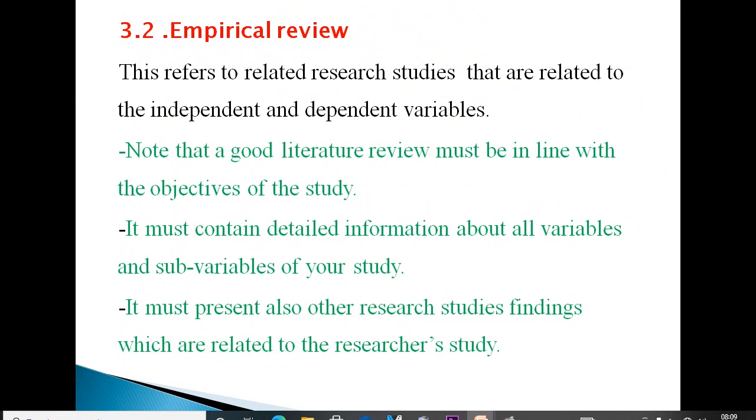In the empirical review, the researcher presents the findings of research related to his study.